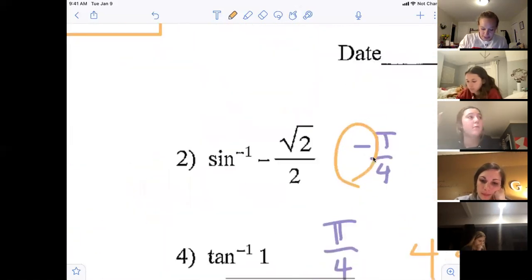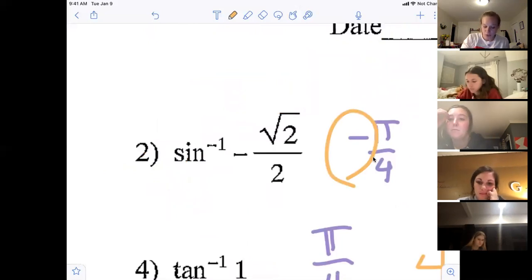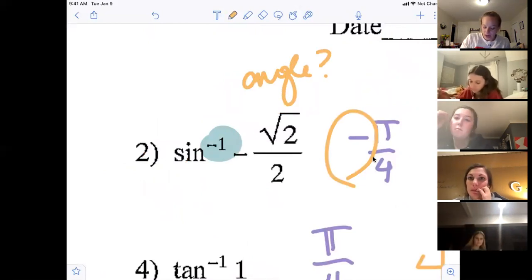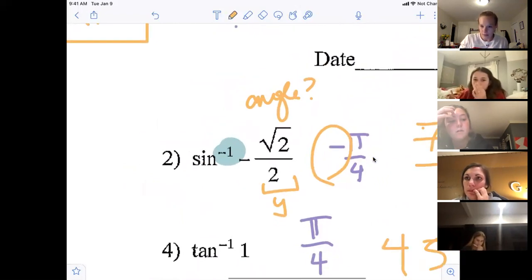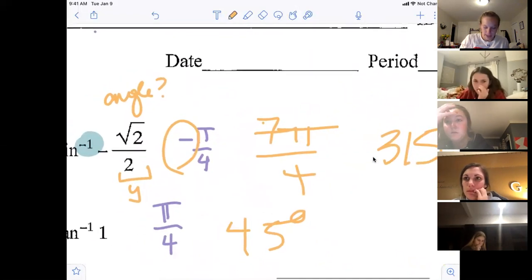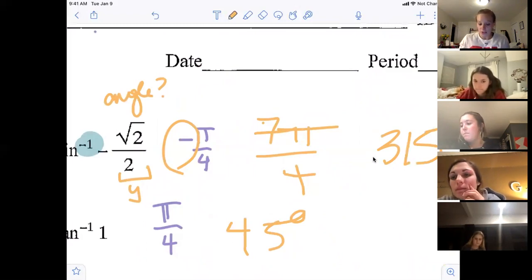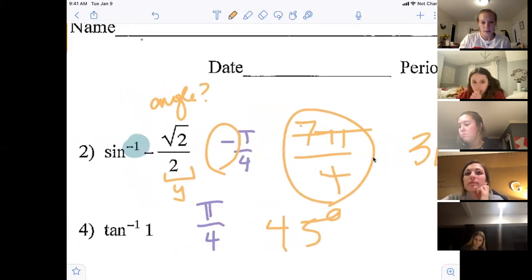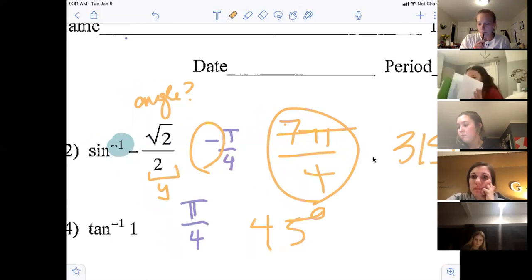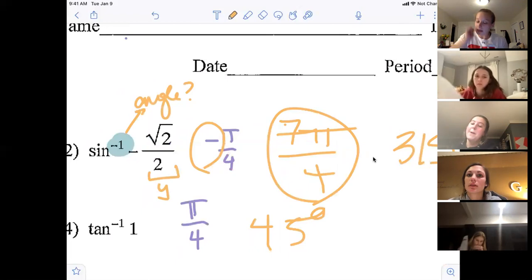Same thing for the next one. It says sine to the negative first of negative root 2 over 2. So my answer is going to be an angle, and I want to know where the sine, or my y, is negative root 2 over 2. I wrote it as negative pi over 4. If you went to your unit circle and you went to 7 pi over 4, you would see that the y there is negative root 2 over 2. So the -1 all that means is an angle. It's nothing more than that. Yes. Okay.